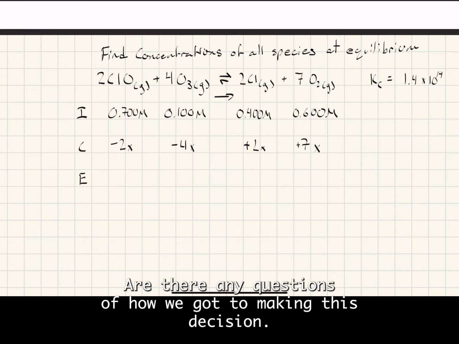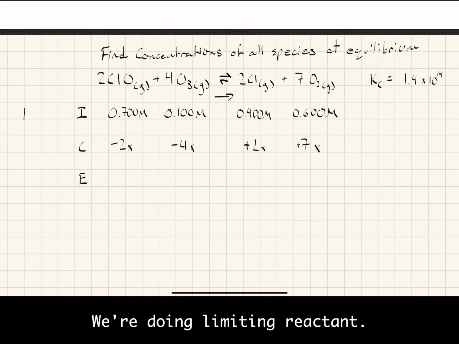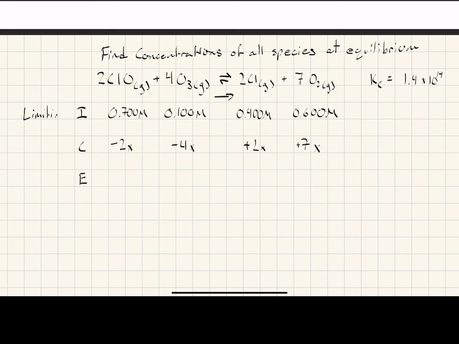Are there any questions of how we got to making this decision? We're doing limiting reactant. No questions? Everybody's 100% sure why we're doing this? Okay.